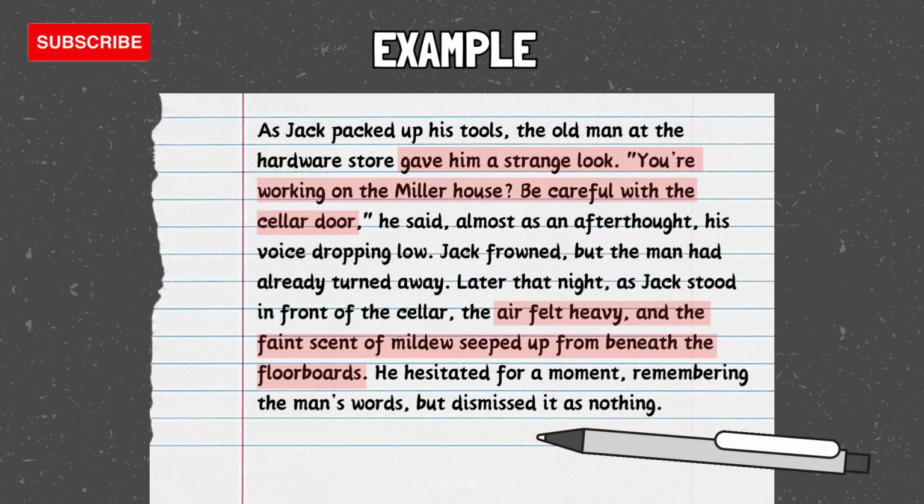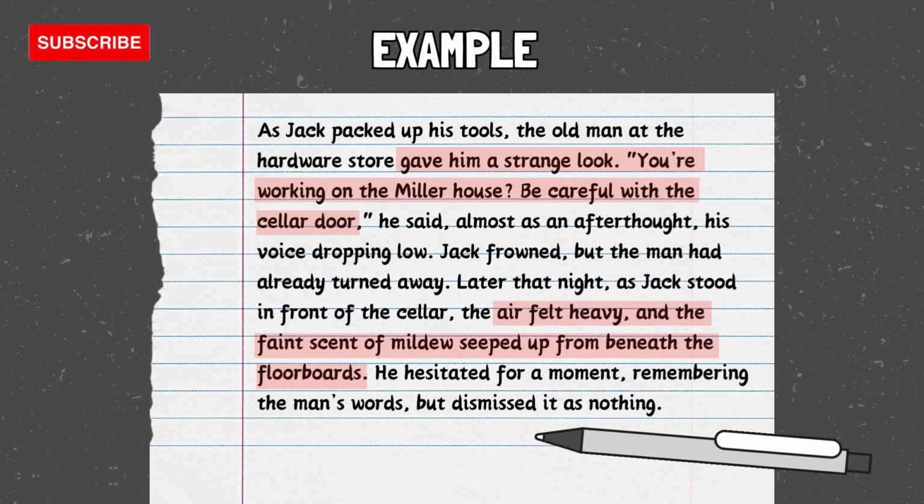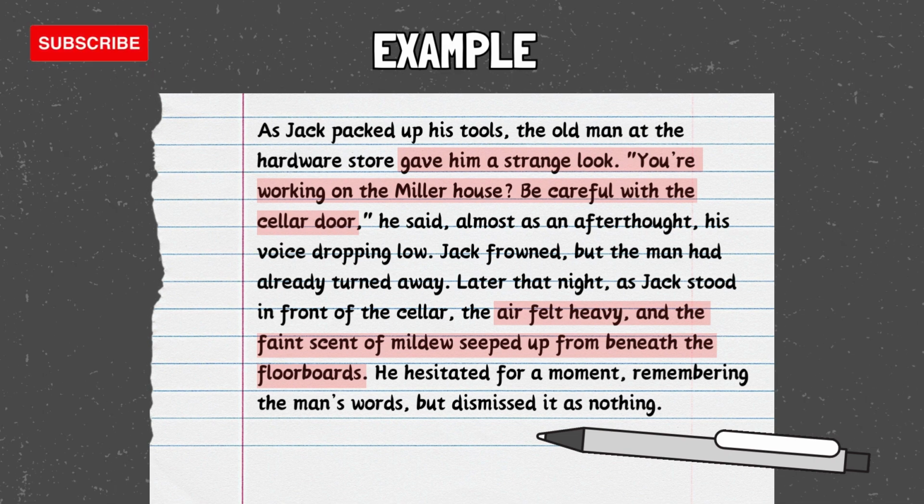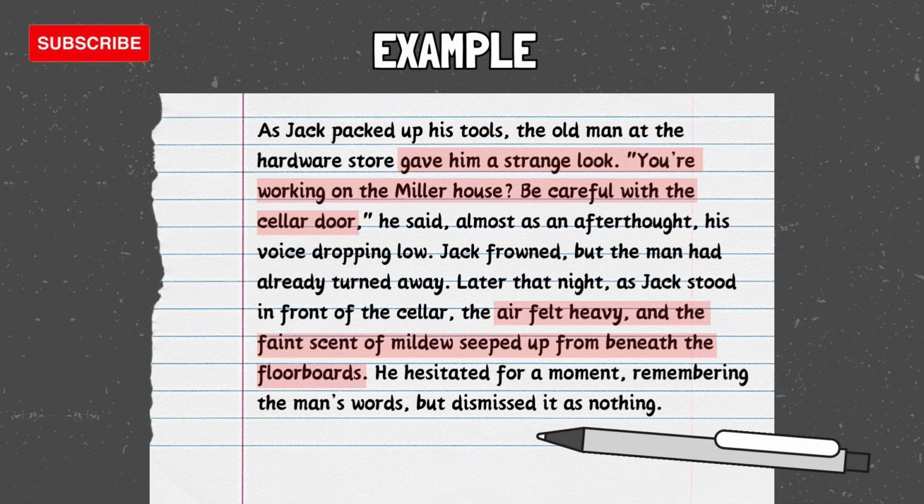This scene uses foreshadowing to create tension before the horror unfolds. The old man's cryptic warning and the unsettling smell hint that something sinister awaits in the cellar, planting a seed of dread that primes the reader for the impending terror.